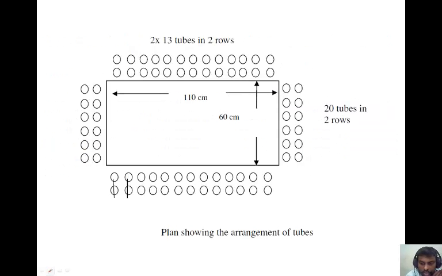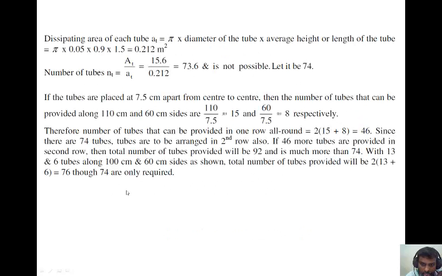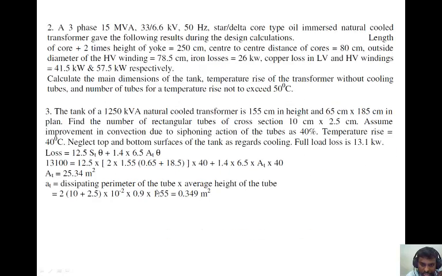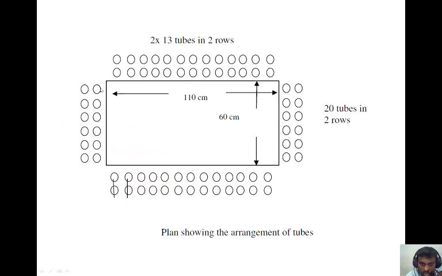So this is the plan showing the arrangement of tubes. If you count, this is 13 tubes in one row, and in two rows it is 26. Similarly here it is 13, here it is 13, as far as the design is concerned. I just strike out these 2 because we only require 74 tubes, not 76 tubes. As far as the width side is concerned, that is 60 centimeters, so it is 6 tubes in one row. The second row contains another 6, so it is 12. So the total is going to be 24.